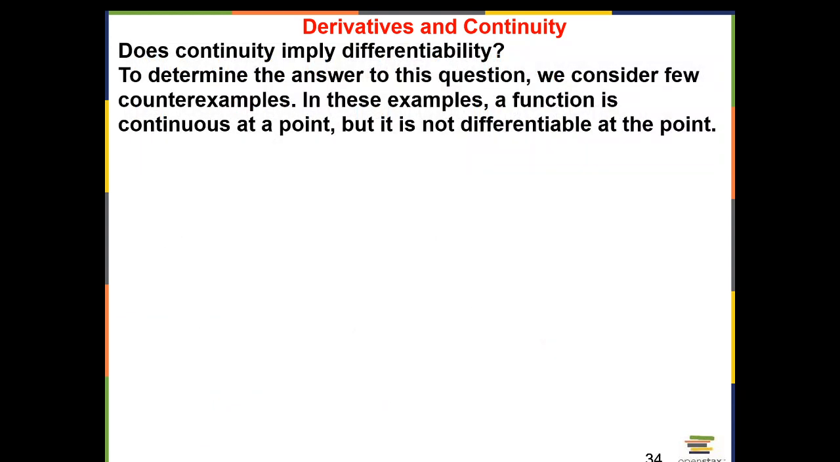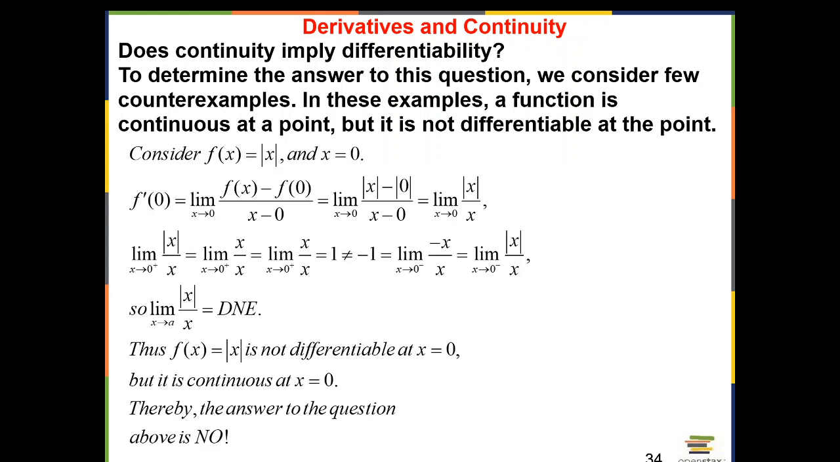So does continuity imply differentiability? Not necessarily. And we prove that by looking at some examples. So here's an example. We know that absolute value of x is continuous, right, at 0. So it looks like that, right? It is continuous at 0.